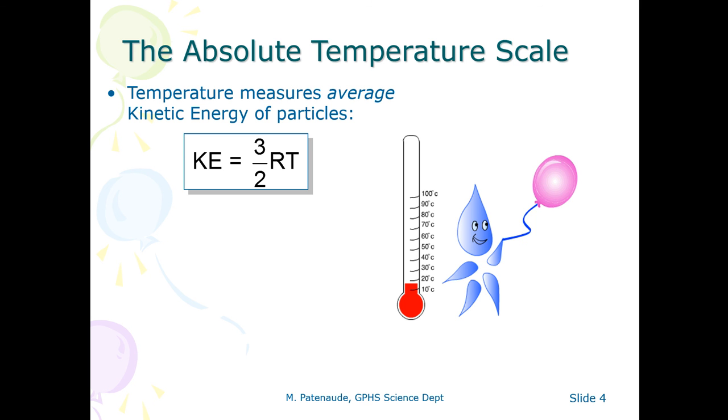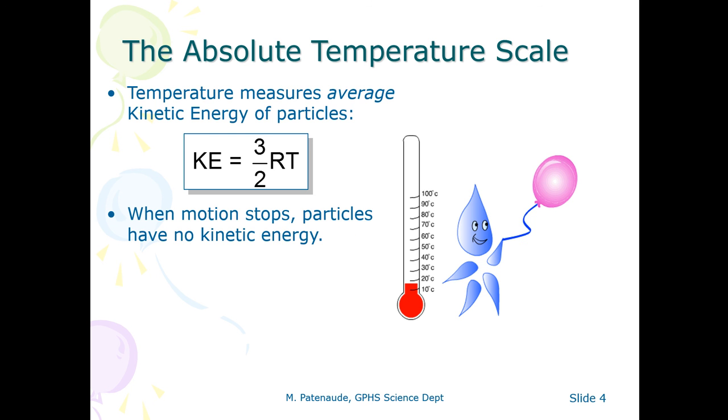Kinetic energy is 3/2 RT. The R here is called the ideal gas constant, so it's just a constant, and the T there is our absolute temperature. So the temperature is the only variable which determines kinetic energy. We're going to talk more later about that ideal gas constant, the R.